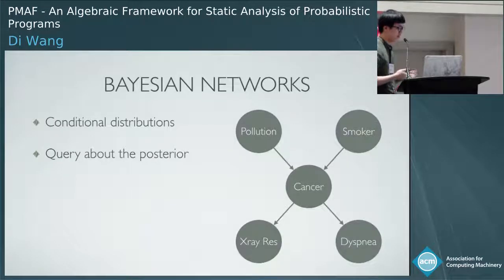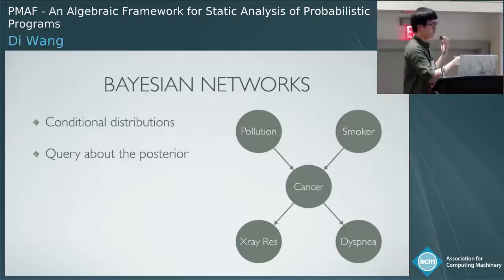One application of probabilistic programming is to model Bayesian networks. Bayesian networks are widely used in probabilistic reasoning, and have many applications in, for example, healthcare. Here is an example of a Bayesian network for cancer. Bayesian networks are used to specify conditional distributions among variables. Here you can see that we can model the probability that one has cancer based on the pollution level and whether the person is a smoker.